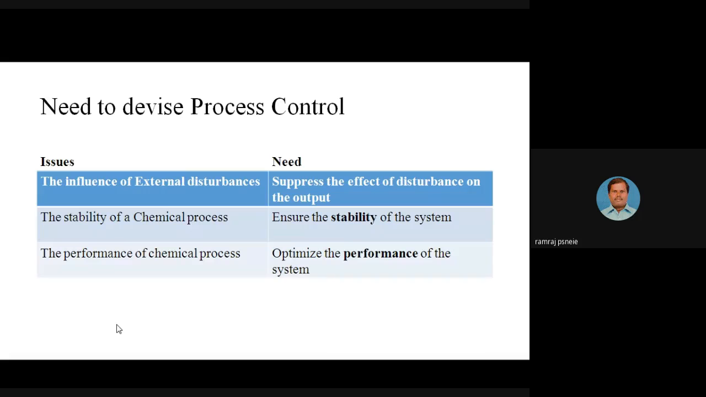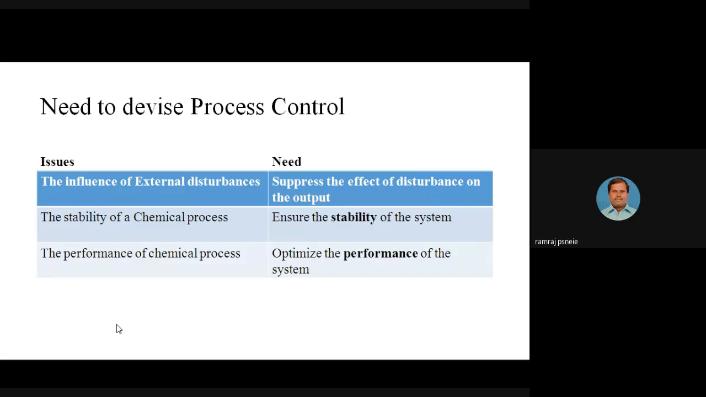Okay, what is the need for a control system here? To suppress the effect of disturbance. The external disturbance must be suppressed with the help of process control. Ensure the stability of the system by process control. Optimize the performance of the system by process control. How is the process control useful in dealing with the issues occurred in the process control industries? That one only we are going to see one by one.